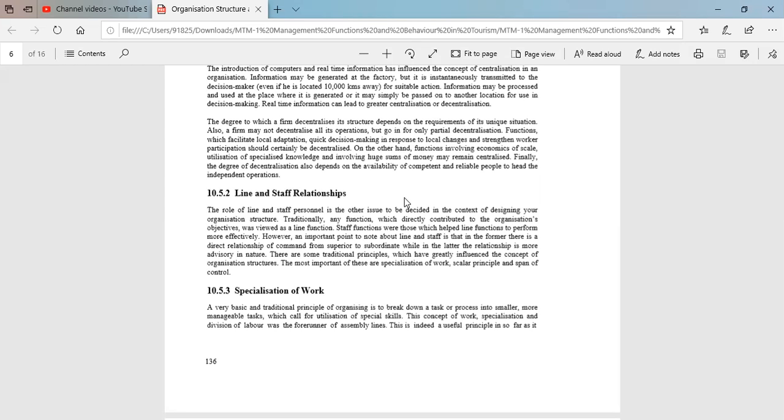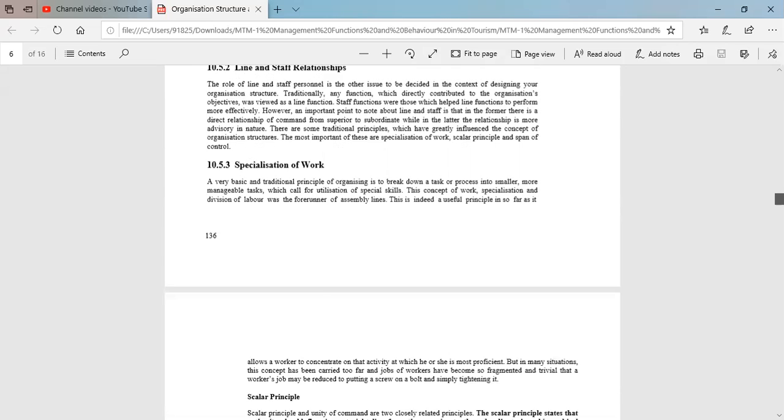Then specialization of work. Specialization of work means work is divided. For example, the GSS will look after the rooms, and after that supervisors will look after the corridors and room services. So every level and every hierarchy has its own special work, and according to that the structure is made. That is specialization of work.